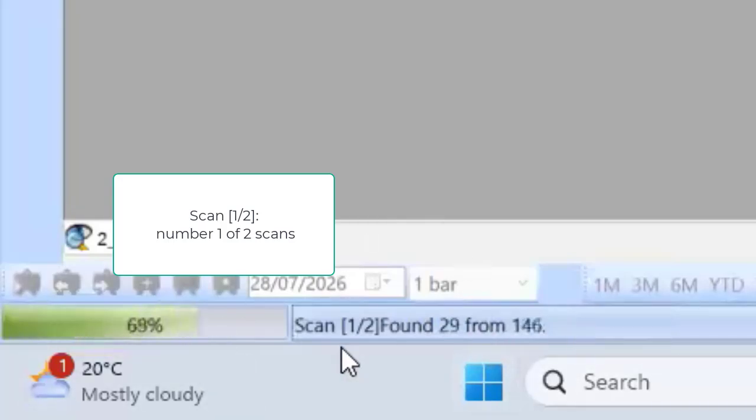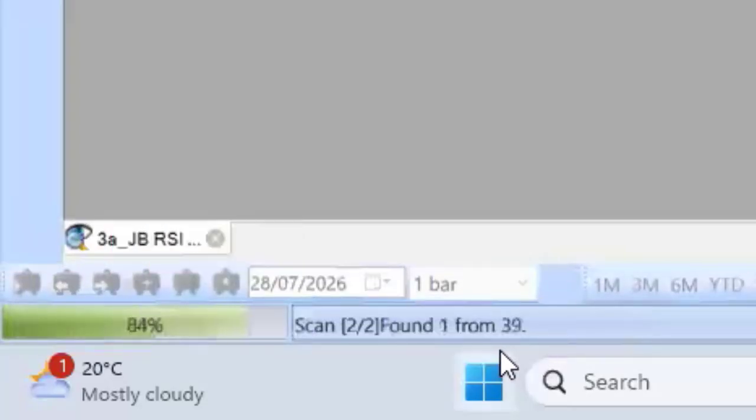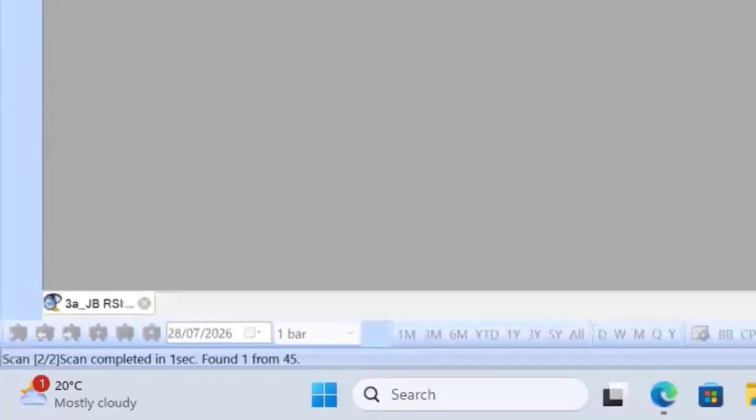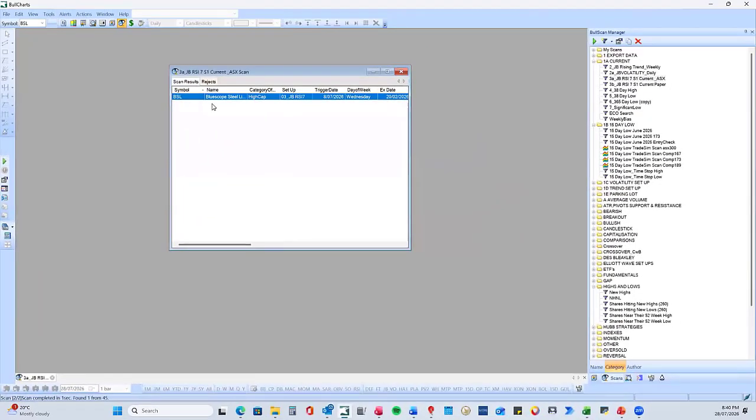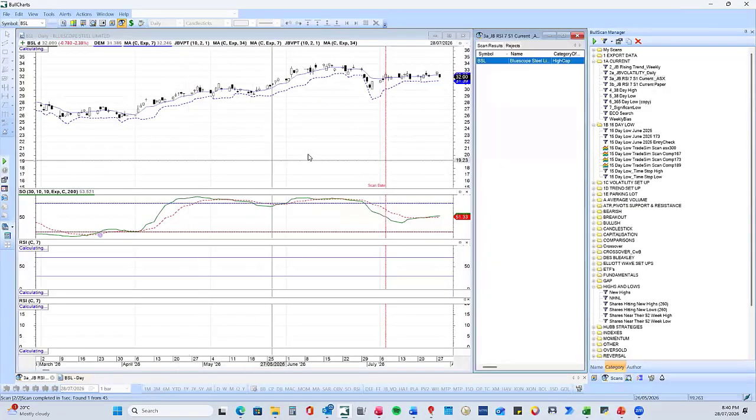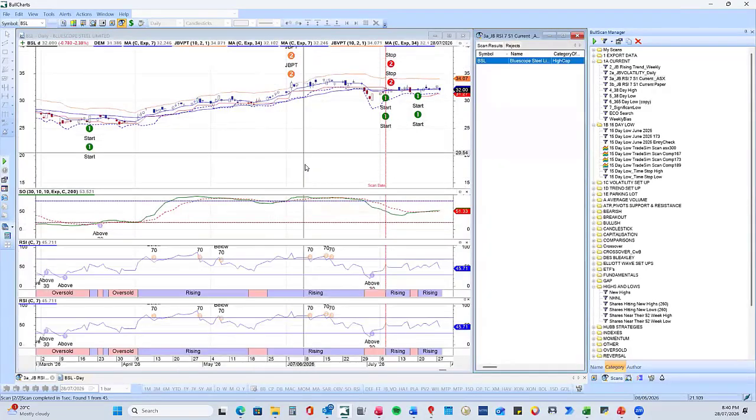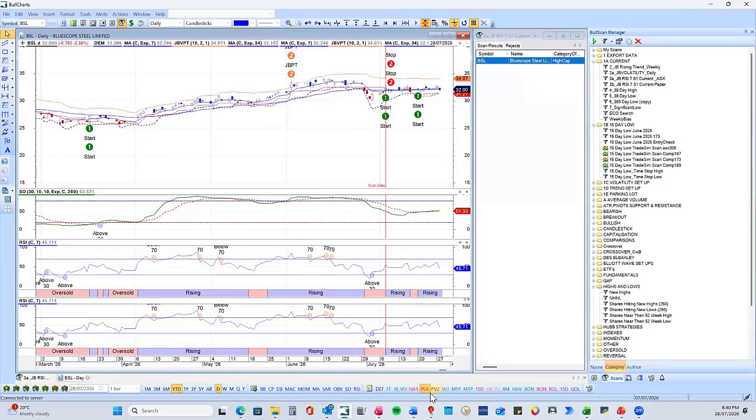You see down here, it's going through the scan. There'll be about 200 stocks. And it's actually found 45 that met the criteria for the weekly. And it's given me 1 BSL. I'm just going to open that just for fun. I didn't trade this. But another interesting feature is you can load a number of templates.